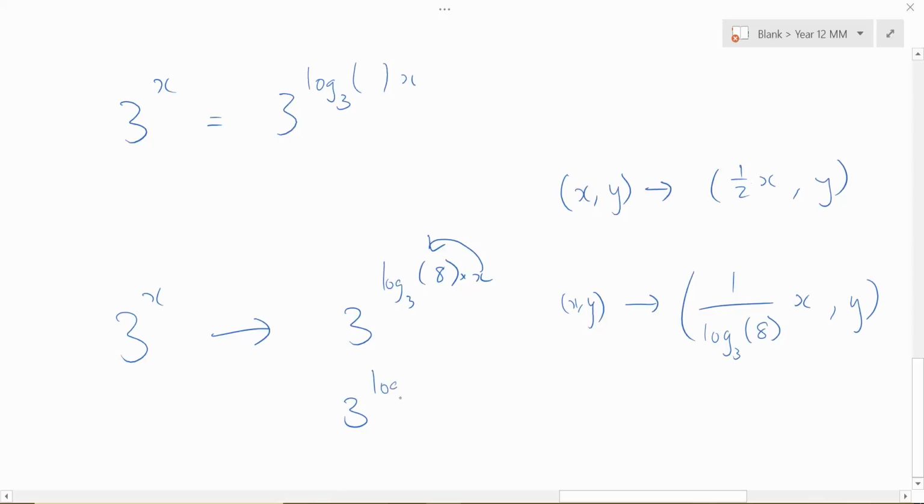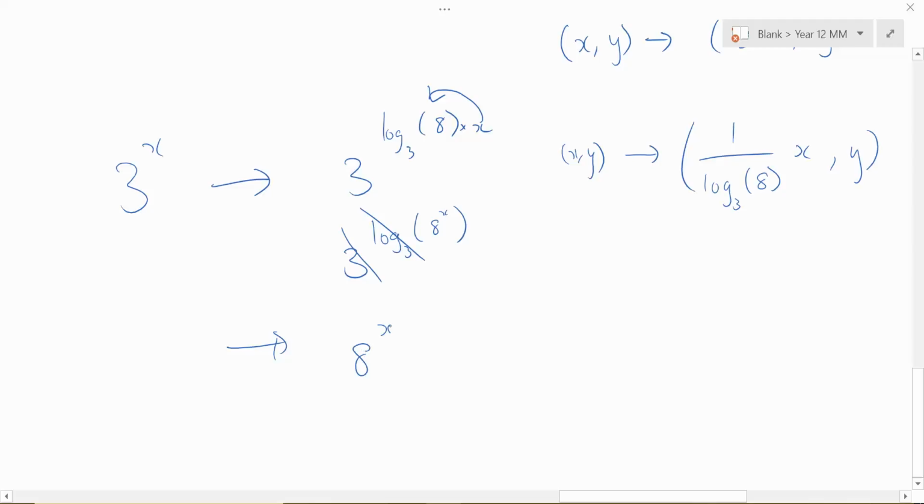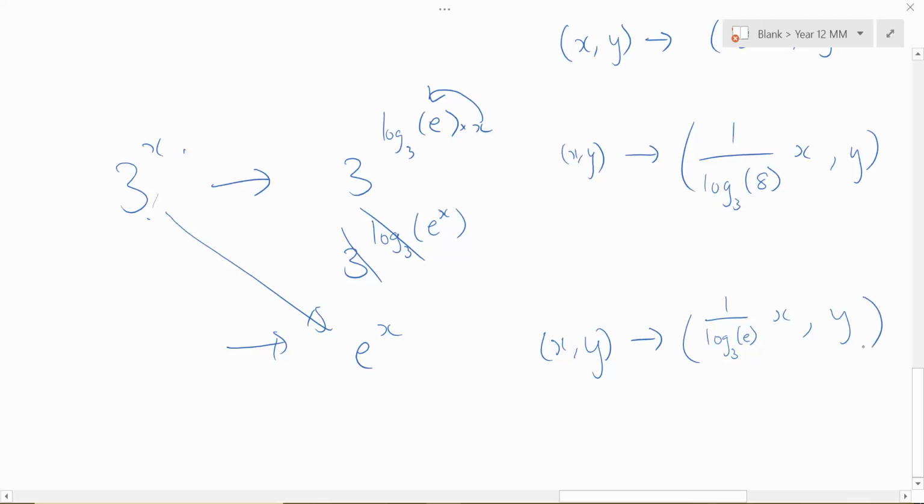This would be 3 to the power of log 3 of 8 to the power of x. You see that? You can say, cancel this out. But then that means I've got an answer of 8 to the power of x, but I didn't want 8 to the power of x. What did I want? So what would the base have to be inside then? E. So if I just change all that to an e, this will be e to the x. So that means my transformation that I actually really want is xy. The only way to change 3 to the x to become e to the x, it has to be a transformation of 1 over log 3 of e times x y.